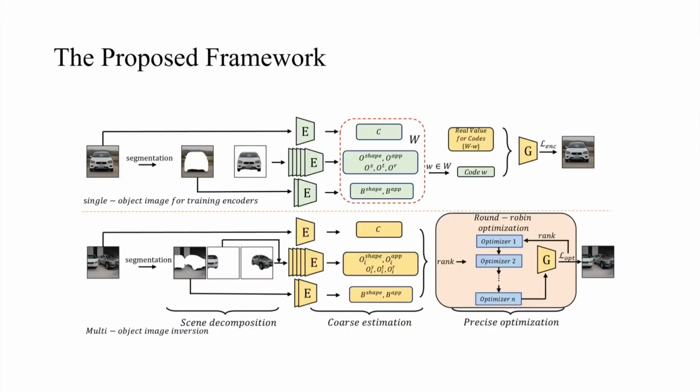This is the overall framework of 3D-GOI. As shown in the upper half, the encoders are trained on single object scenes, each time using encoder loss to predict one code, while other codes use real values. The lower half depicts the inversion process for the multi-object scene. It can be divided into three parts. We first decompose objects and background from the scene, then use the trained encoder to extract coarse codes, and finally use the round-robin optimization algorithm to obtain precise codes. The green blocks indicate required training and the yellow blocks indicate fixed parameters.